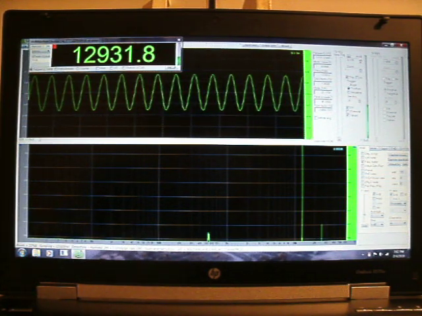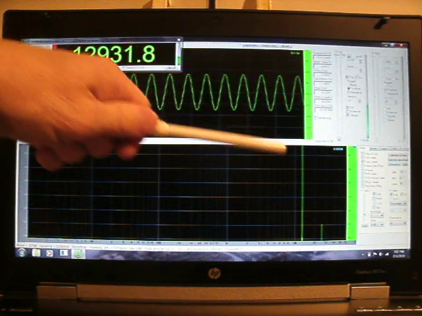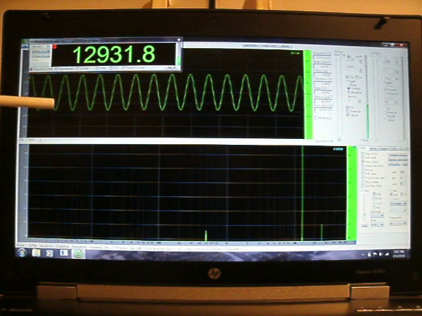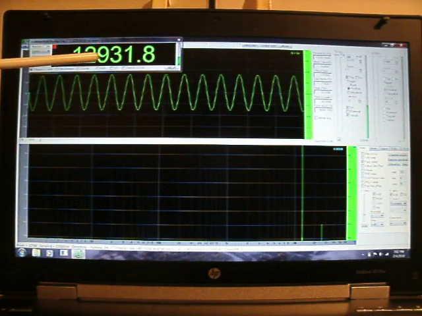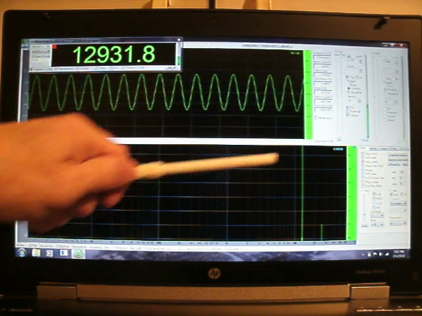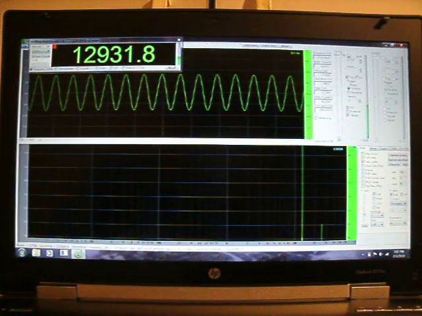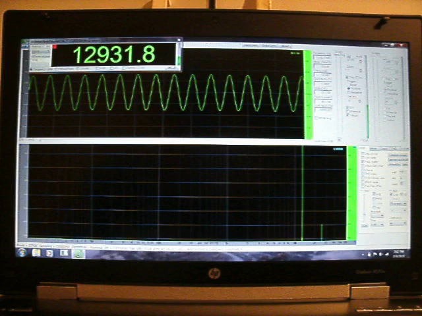So by that being said, this is extremely accurate, and it is showing the transmit frequency here, the sine wave, and then on the graph, it's about 12.931. Fisher F75 LTD.